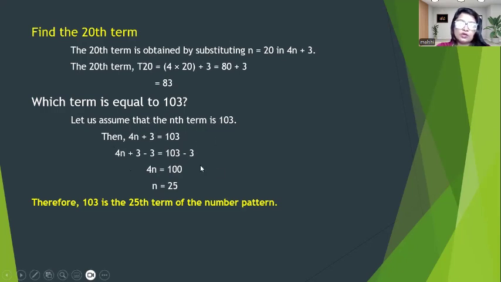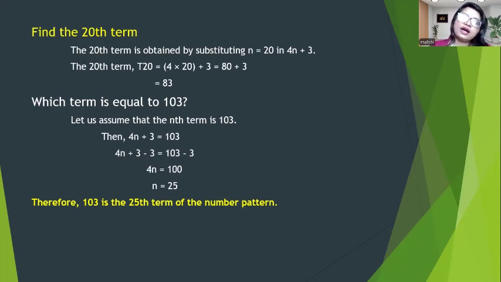You can see your general term is 4n plus 3. It is equal to 103. Then you can first remove the number 3. How can you remove the number 3? This is plus 3, so you can add minus 3. If you add minus 3 to here, you definitely put the minus 3 after 103, right? Then you can get an answer as 4n equal to 100.